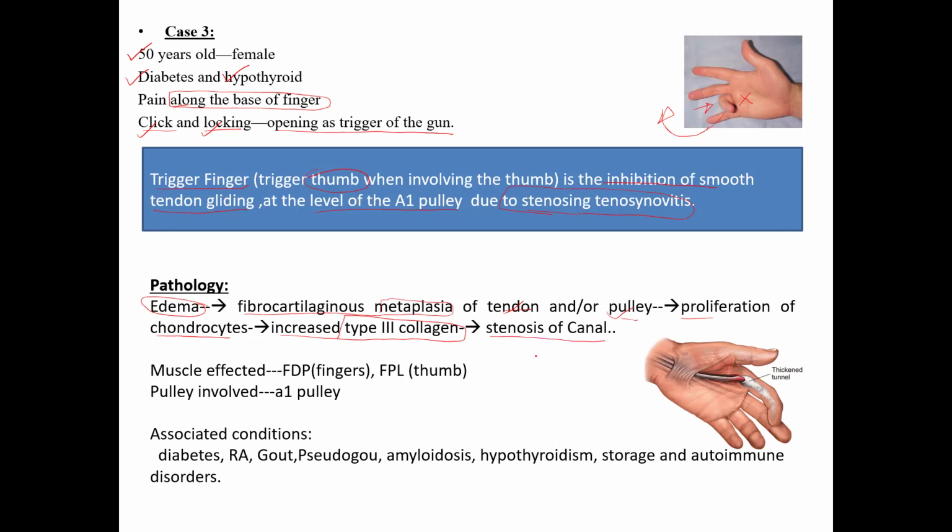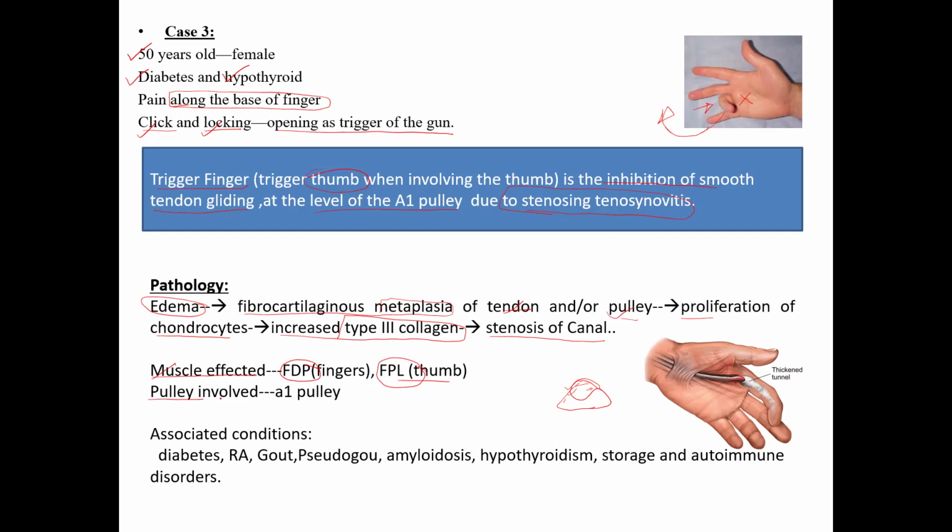So once the canal gets stenosed, then there is no smooth movement. If you see the cut section, how is the canal? If you see, this is bone and this is pulley. Inside the pulley is the canal, here is the tendon. When there is a swelling this way or that way, it causes constriction or narrowing of the canal. The muscle which gets affected in trigger finger is flexor digitorum profundus when it is affecting the fingers, flexor pollicis longus when it is affecting the thumb.